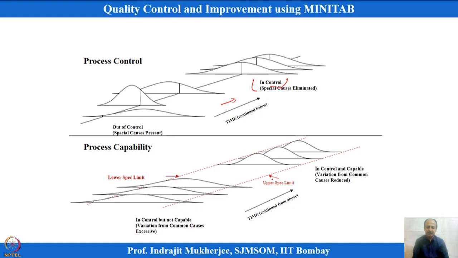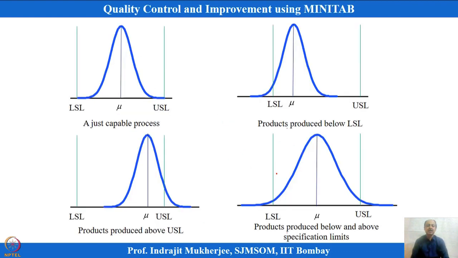In that case, this is the upper specification, this is the lower specification, and this is how the process is behaving. So where we stand with respect to my variation, with respect to specification, is what is seen in process capability analysis, based on which I will decide whether I need to improve and how much improvement is needed. This is a graphical representation with respect to normal distribution.